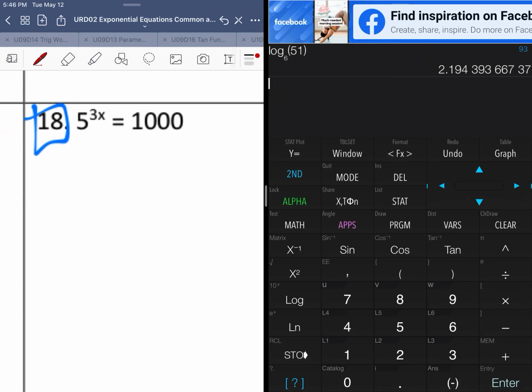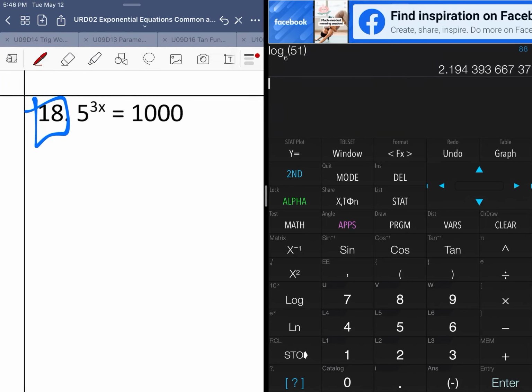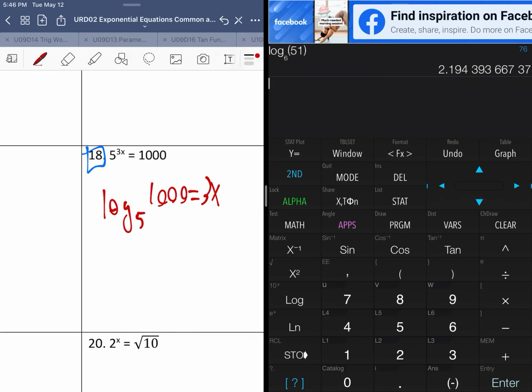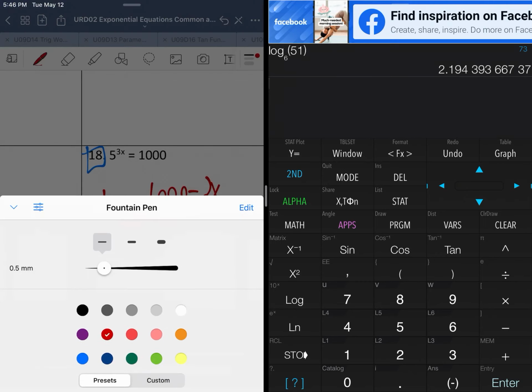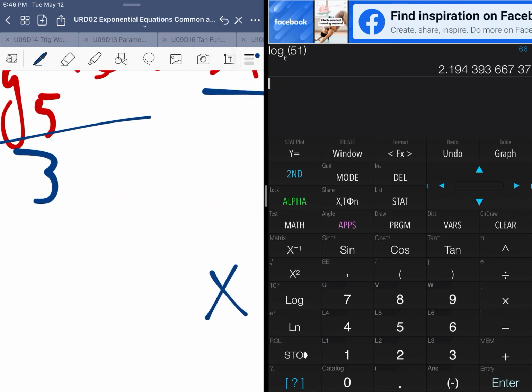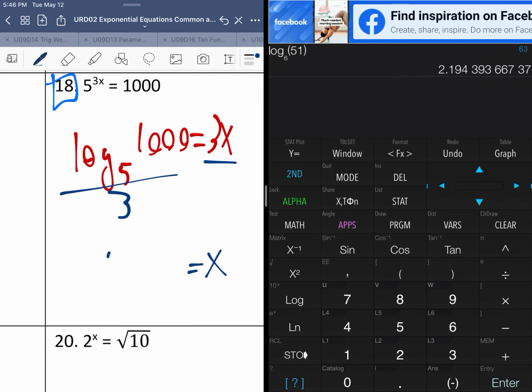And problem 18 is also similar, but it's not much more different than the one we just had, so this one I'm going to do with you entirely. This can be rewritten in log form as log with a base of 5 of 1000 equals 3x. So all I need to do to get the x by itself here is divide both sides by 3. So I'm going to divide both sides by 3 and get that x is equal to log base 5 of 1000 divided by 3.